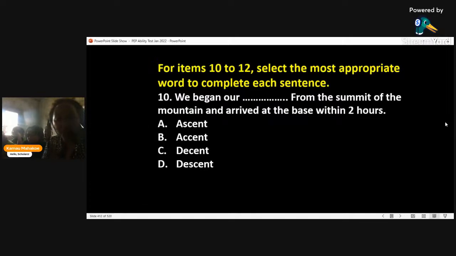For items 10 to 12, select the most appropriate word to complete each sentence. We began our dash from the summit of the mountain and arrived at the base within 2 hours. So from the summit, you'll be going down, right? Down to the base, the bottom. Not ascent. Ascent will be going up. You're going from the summit or the top to the bottom, so you're descending. So which one of the descent? D. This is descent. You're a decent human being. So descent, to go down.